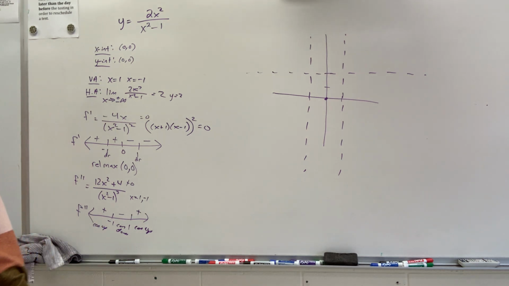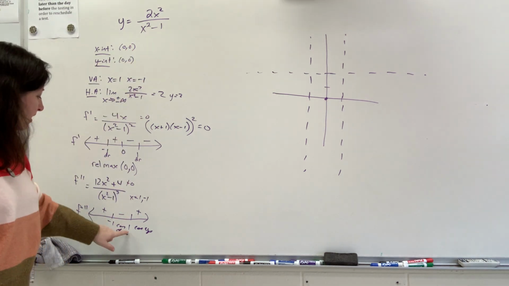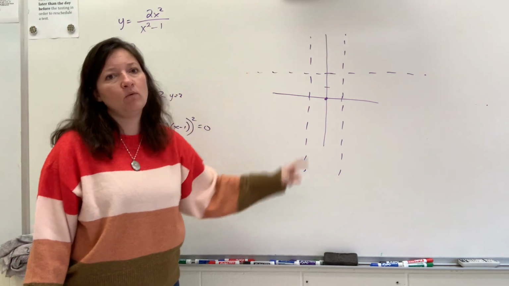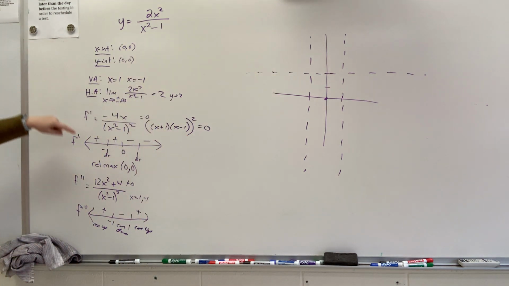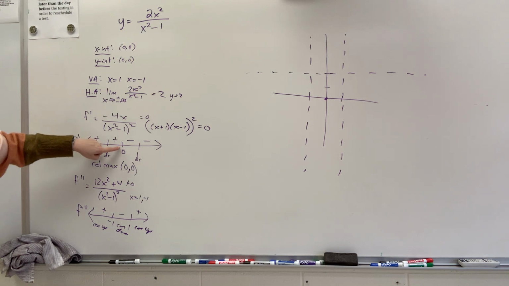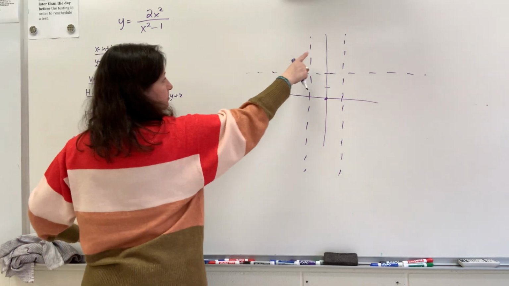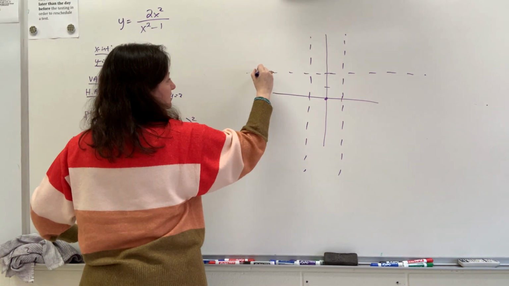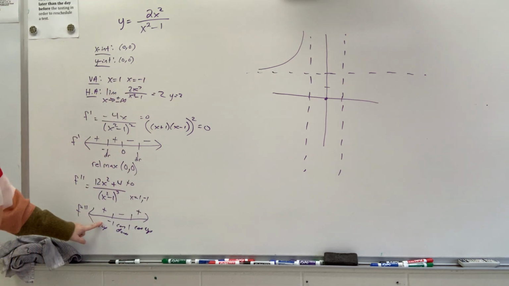Are these points of inflection? The concavity switched, but the points don't exist. If I plug negative 1 in, I get undefined. If I plug 1 in, I get undefined, because what's happening at 1 and negative 1? Vertical asymptotes. So I need to draw a curve that's increasing until 0, concave up until negative 1, and fits between my asymptotes. So this is increasing, curving up, and fits between my asymptotes.